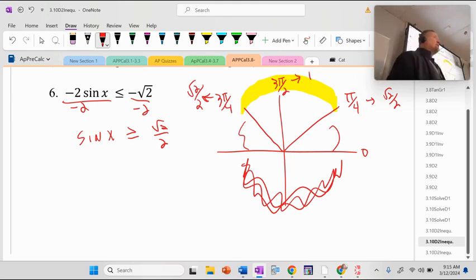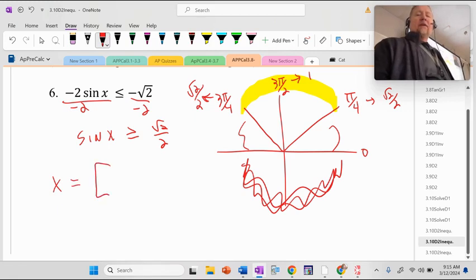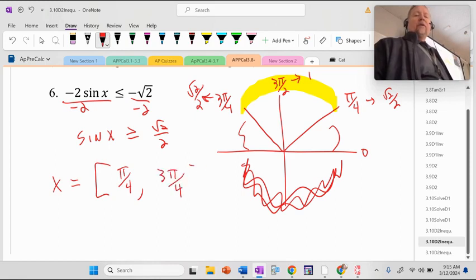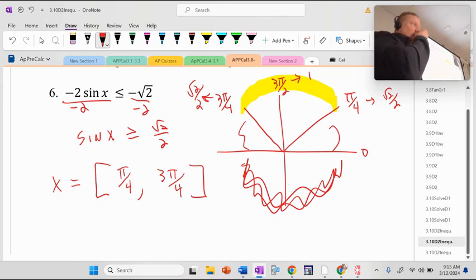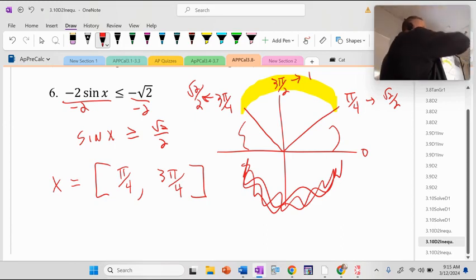All right, now what do I do? Brackets or parentheses? Brackets all the way. So it is from pi over 4 to 3 pi over 4. All of those output values, when I sine those angle measures, are root 2 over 2 or higher. So again, knowing that progression, this is why we never did inequality solving before, but it actually ties a lot of things together. It really does.